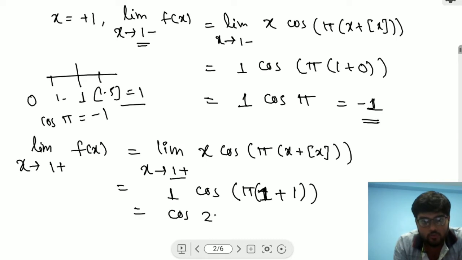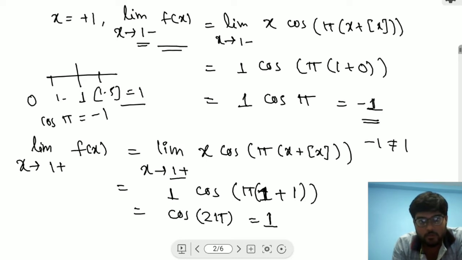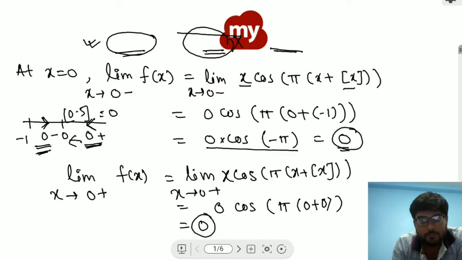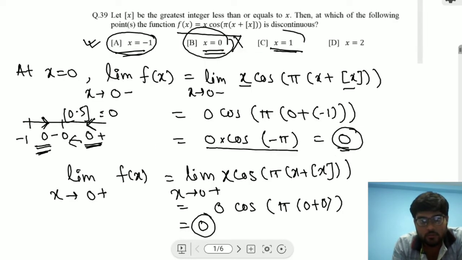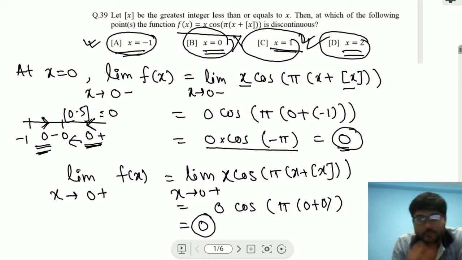So this will be cos 2 pi, and the cos 2 pi value is equal to 1. So we can see that -1 is not equal to +1, so the left hand limit is not equal to the right hand limit, so this is discontinuous. Now we'll check for the value x equals 2 over here.